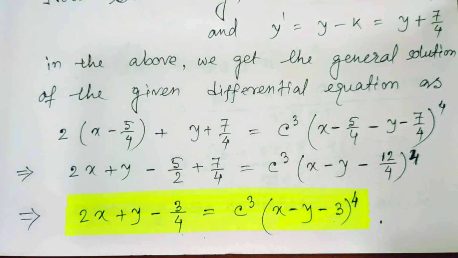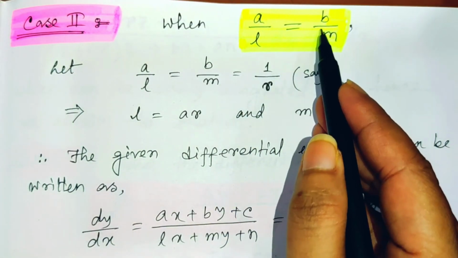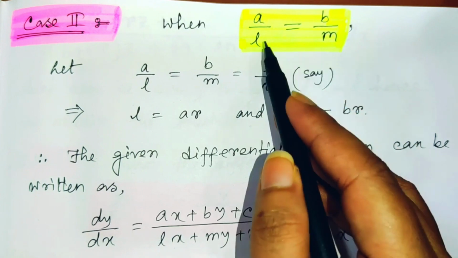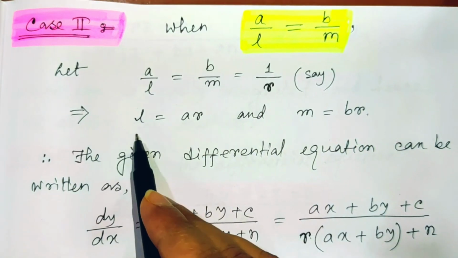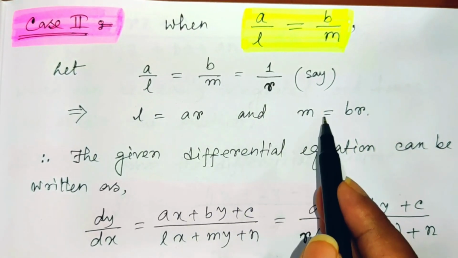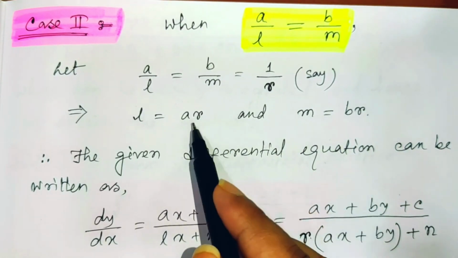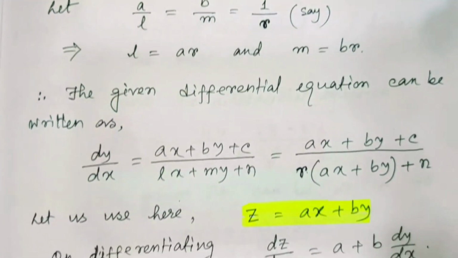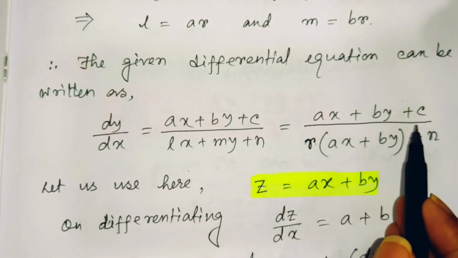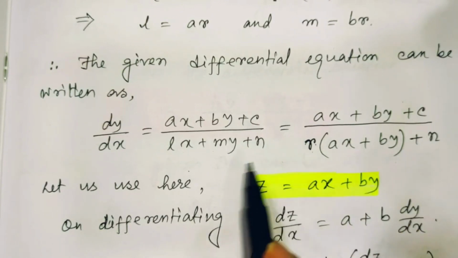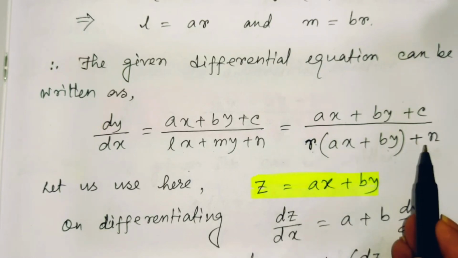Now the second method, in fact in this case 2, when a by L is equal to L by M, at that time we can take this ratio equal to 1 by R. So we can say L is equal to AR and M is equal to BR. Now if we substitute L and M in terms of A and B in the given differential equation, then we shall find that AX plus BY can be taken common from the first two terms, so that we get AX plus BY, same as the above one, plus N.